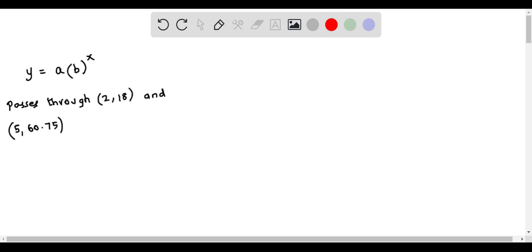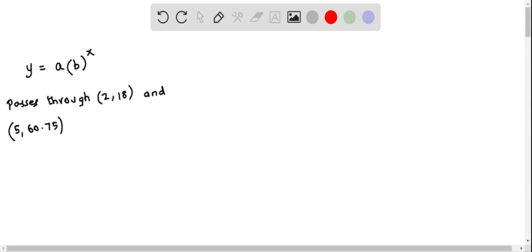So let's do the substitution to determine the exponential function. First, I'm going to substitute this point into this exponential function. So when I do that, for x, I'm going to substitute 2, and for y, I'm going to substitute 18. So when I do that, I get 18 equals a times b raised to the power of x, that is b raised to the power of 2.